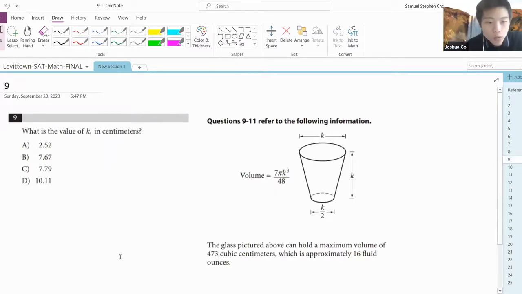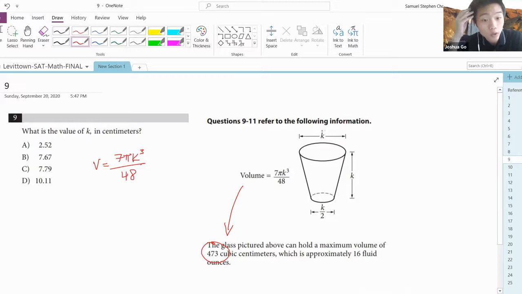So in question 9, we're given a glass in this case, and we're given a volume associated with that container of 473 cubic meters. And the question asks, what is the value of K in centimeters? So let's write out the volume equation that's given to us. And I would like to point out that the K in this equation is the value we're looking for. And all we have to do is essentially substitute 473 for the volume.